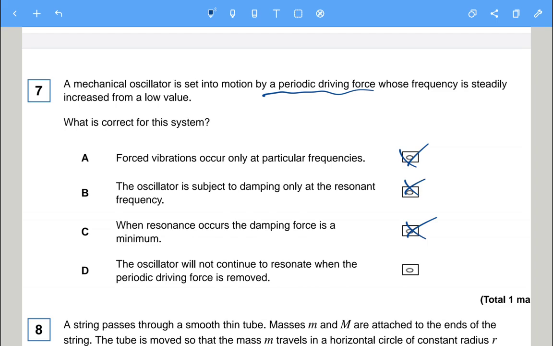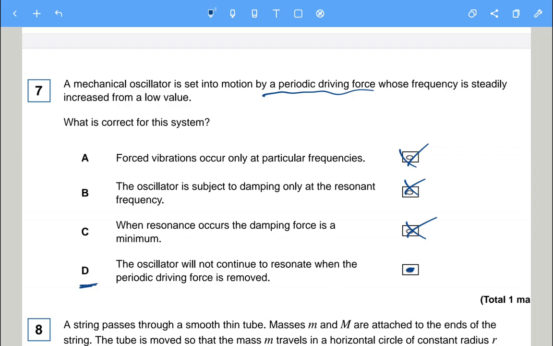So what's correct? The oscillator will not continue to resonate when the periodic driving force is removed. Well, that's pretty obvious. If you remove the force that's causing the motion in the first place, then obviously it can't resonate. It'll stop over time regardless. So it's definitely D, but I can see why it's a bit confusing until you actually read D, and then it's very apparent.